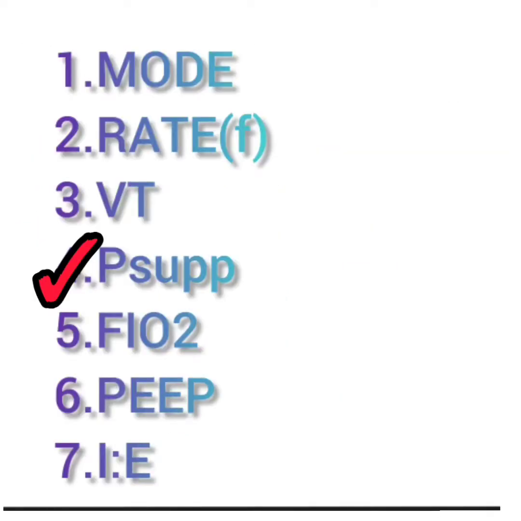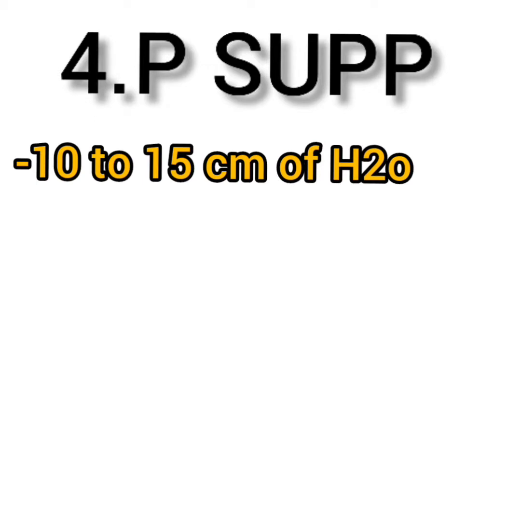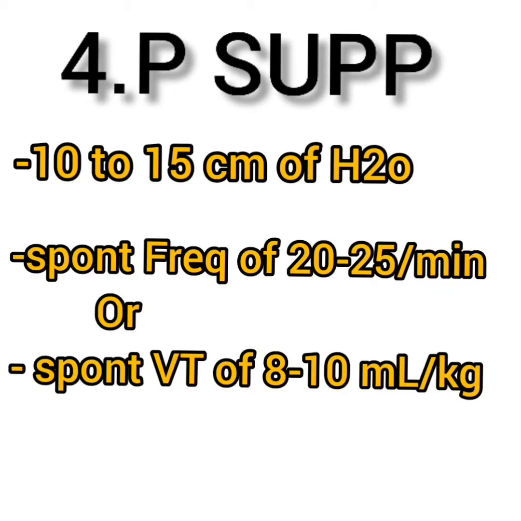The next option is pressure support. Pressure support is given only for spontaneous breaths. Pressure support should initially be set at 10 to 15 centimeters of H2O and then titrated to achieve a spontaneous frequency of 20 to 25 breaths per minute and a spontaneous tidal volume of 8 to 10 ml per kg of predicted body weight.